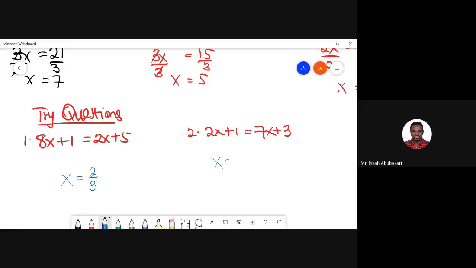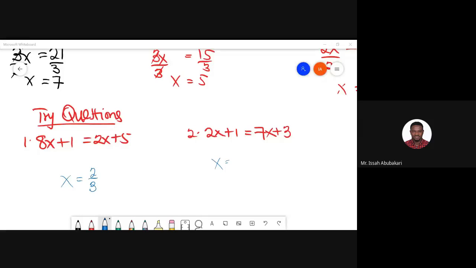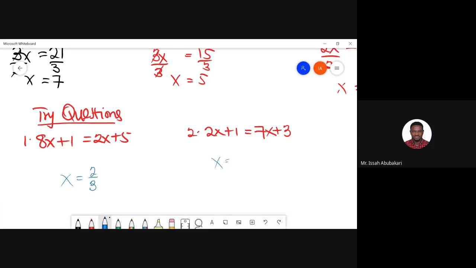Okay, so let's look at Irisa's answer. Irisa is saying she got minus 2/7. Let's see why she's getting minus 2/7. All right. So as usual, we have to write all the numbers with variable on the right side. Left side, 2x minus 7x is equal to 3 minus 1. So at the end, this one will give us 5. Irisa, we have minus 5x is equal to 2.